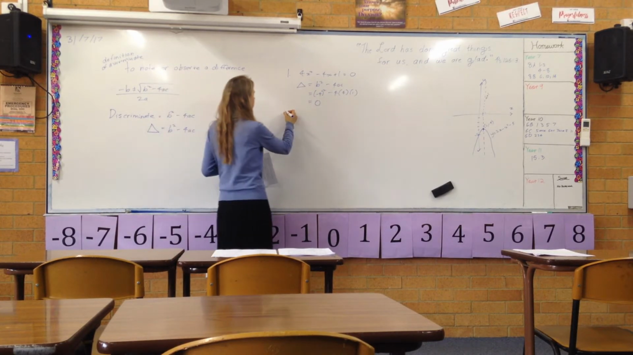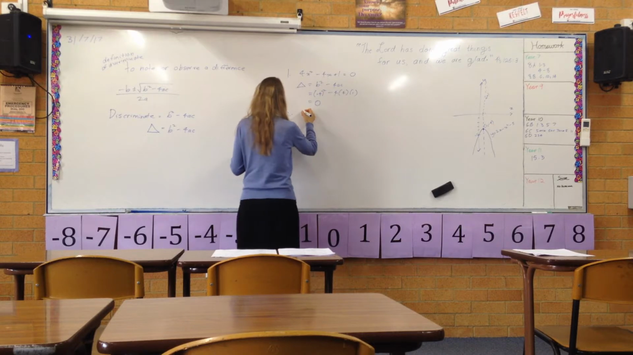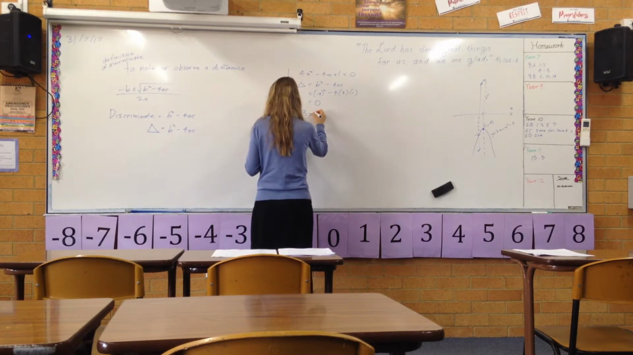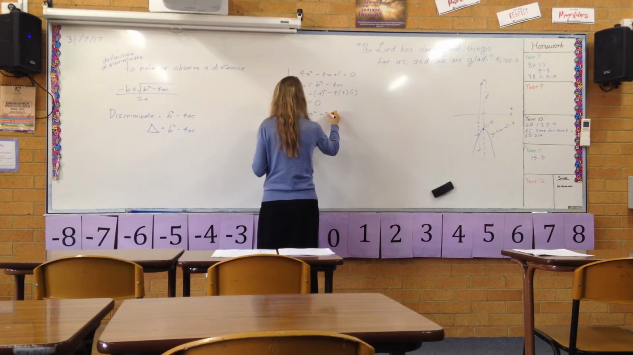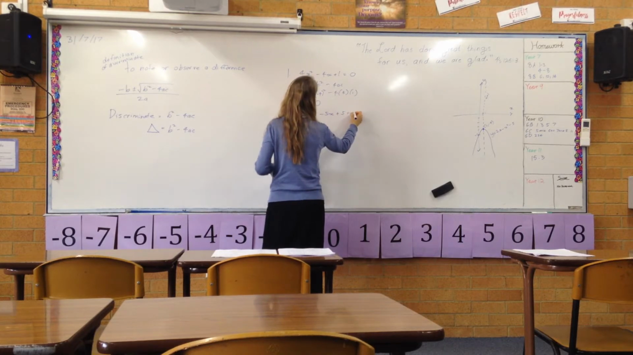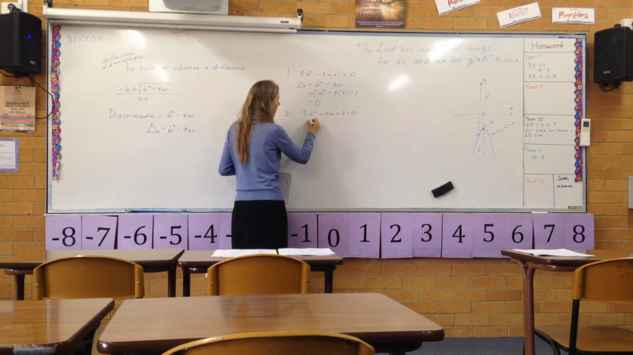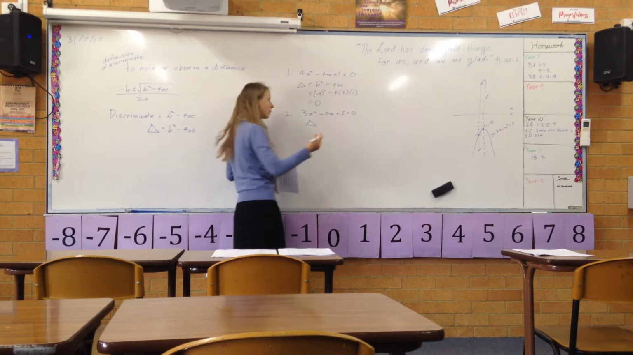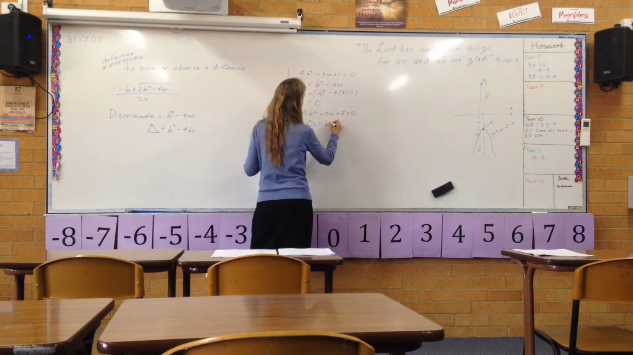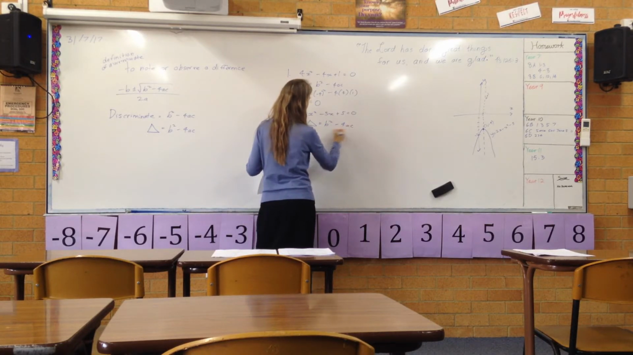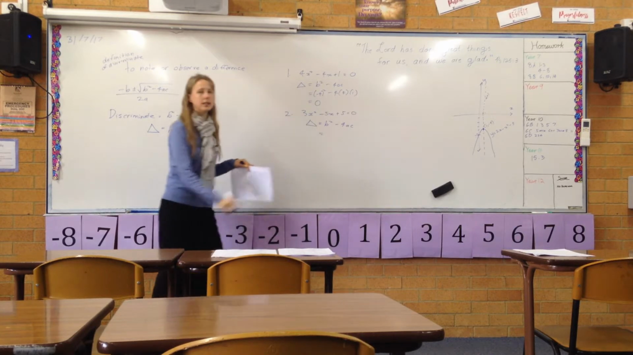Great. Second one is 3x squared minus 5x plus 5 equals 0. Same thing, discriminant, capital D, capital delta, is b squared minus 4ac. What's b in this case?